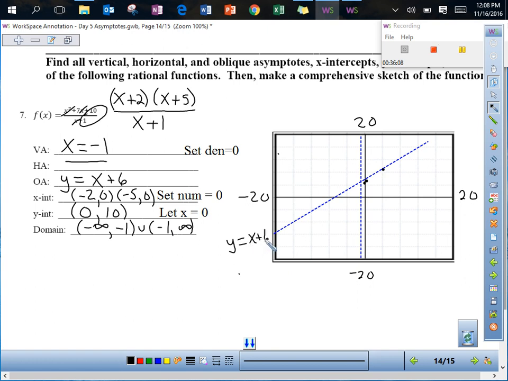Now let's plot some points. I got negative 2, 0, which is going to be about right there. I also have one at negative 5, 0. 4, 5 would be right there. I also have 0, 10. 2, 4, 6, 8, 10. Believe it or not, that's enough to graph it. Close to your asymptote, through these points, back down to this guy. Close to this asymptote, through that point, go get close to that guy.